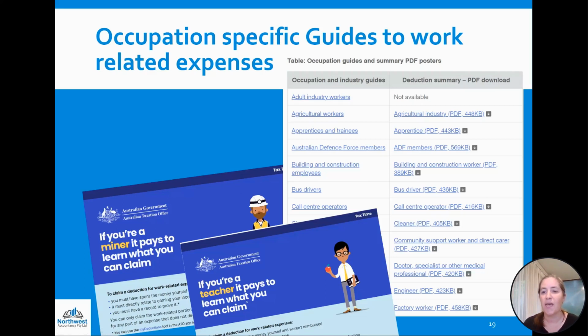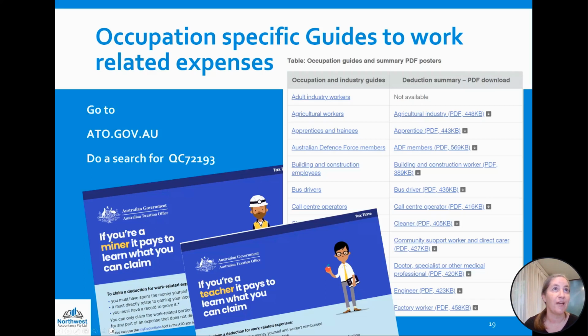So that's a really helpful tool if your occupation is there. If your occupation is not there, then it gets a little bit confusing. But for the most part, when I've opened them up and had a little look through, a lot of them are very similar. And it all comes back to what can we claim? Is there a link between the income and the costs? If there is, then generally we can claim it.